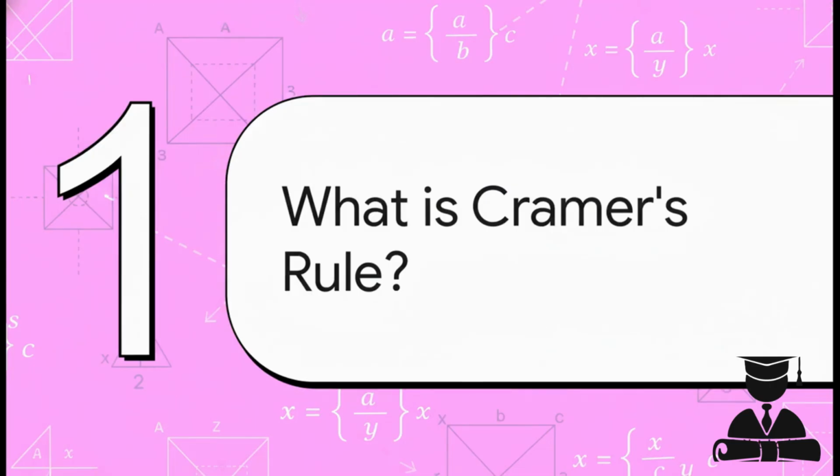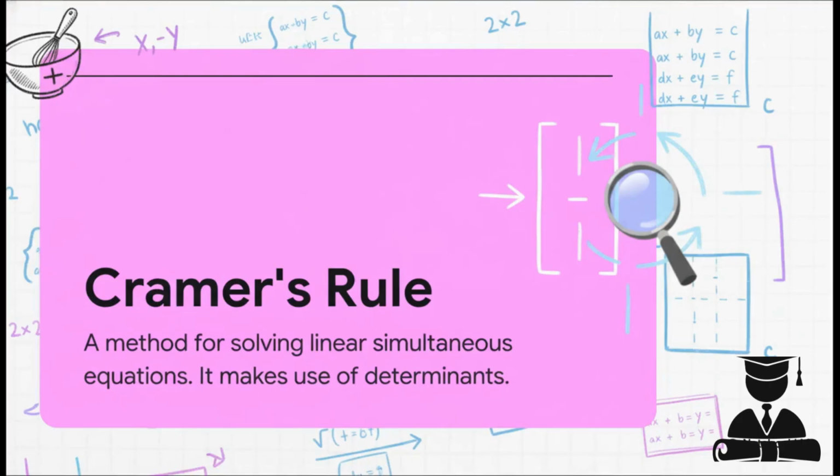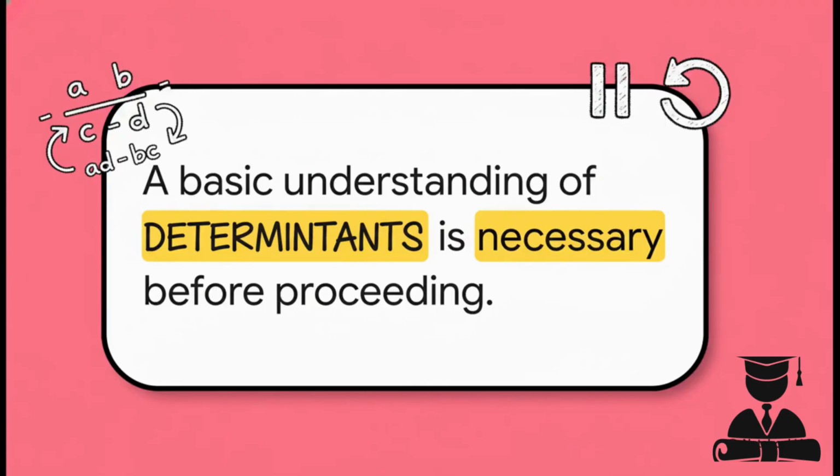Okay, first things first. What in the world is Cramer's rule? Let's break it down. At its heart, Cramer's rule is a specific recipe. And like any good recipe, it has one key ingredient that makes the whole thing work. In this case, that secret ingredient is something called a determinant. And that brings us to a really crucial point. This whole method is built on determinants, that single number you calculate from a square matrix. So if you're a little fuzzy on how to find one, this might be a good time to hit pause and do a quick refresh, because trust me, we're about to use them a lot.